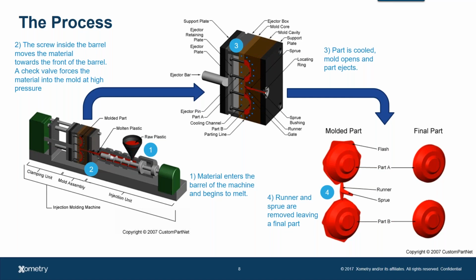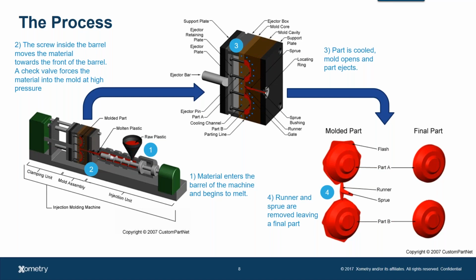One, the material enters the barrel of the machine and begins to melt. The material looks like BB pellets, if I could explain that. And then two, the screw rotates inside the barrel. It moves the material towards the front of the barrel. Once the material is up front, the screw stops rotating and it serves as a plunger.